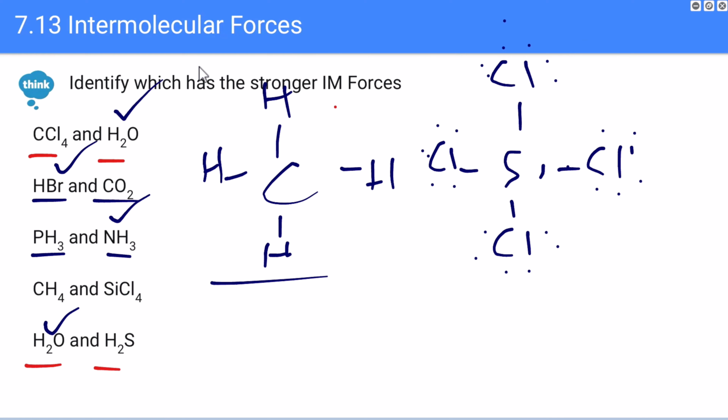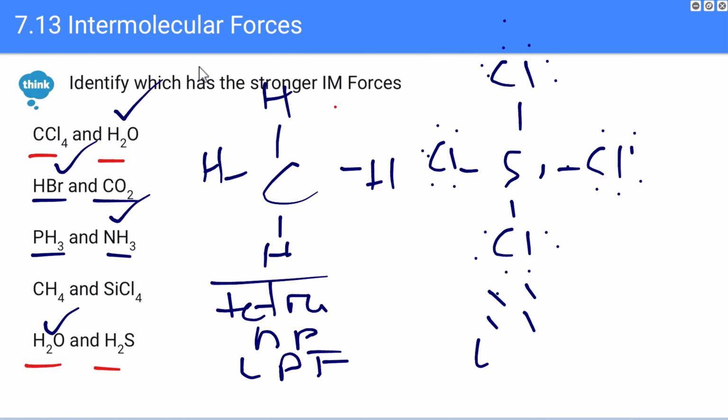Both of these are actually tetrahedral, and both of these are non-polar. So what you'd find is that both actually have London dispersion forces. Well, how do we compare two molecules that only have London dispersion forces? The one that has the stronger intermolecular forces most of the time is going to be the one that has the higher molar mass. Remember, that's based off of the information on the periodic table.